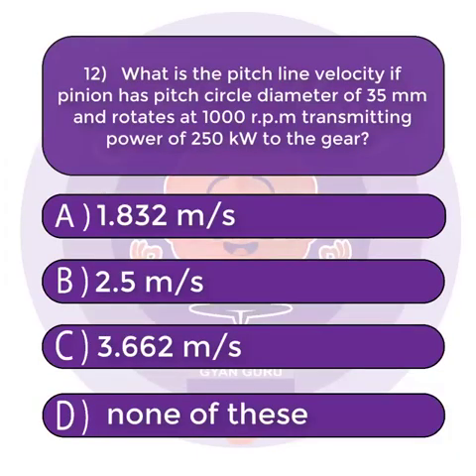What is the pitch line velocity if pinion has pitch circle diameter of 35 mm and rotates at 1000 rpm transmitting power of 250 kW to the gear? A. 1.832 m/s. B. 2.5 m/s. C. 3.662 m/s. D. None of the above.